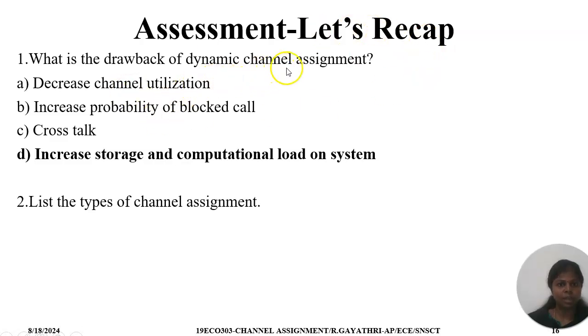Then let's have the assessment, a recap. What is the drawback of dynamic channel assignment? It has increased storage and computational load on the system. This is a type of channel assignment. The answers were discussed in the previous slides, so kindly go through the slides and you will get the answers.